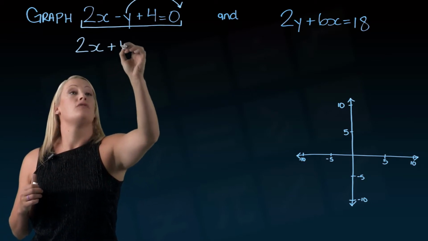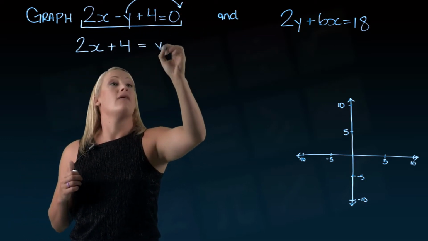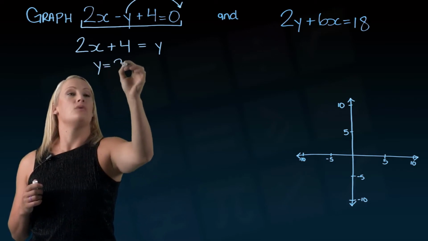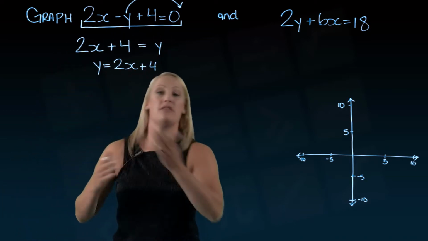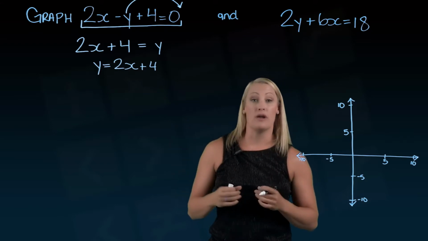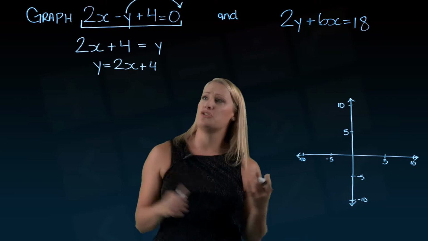2x plus 4. But because this negative y came to the other side, now it's positive y. And actually, I'm going to rewrite this as y equals 2x plus 4. So I've just flipped everything. Same equation. So that's what I want to do for a starting point. I want to get y on its own on one side, and I want to have everything else in the equation on the other side.